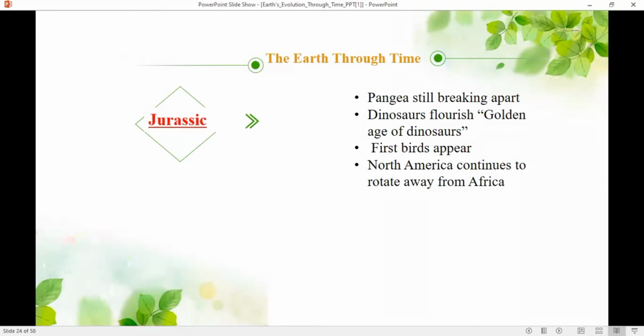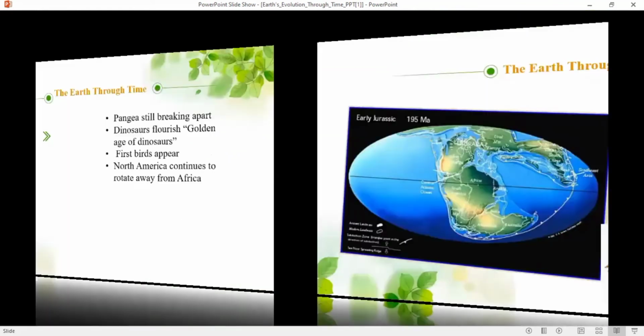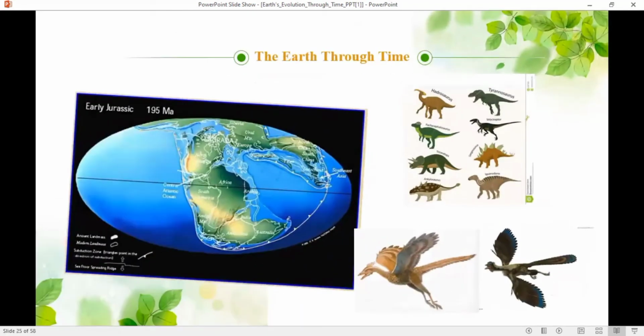In the Jurassic period, Pangaea is still breaking apart, and the dinosaurs flourished. It is the golden age of the dinosaurs, and in this period the first bird appears. North America continues to rotate away from Europe. Many new dinosaurs emerged. Among them are the Stegosaurus, Brachiosaurus, the Allosaurus, and many others.